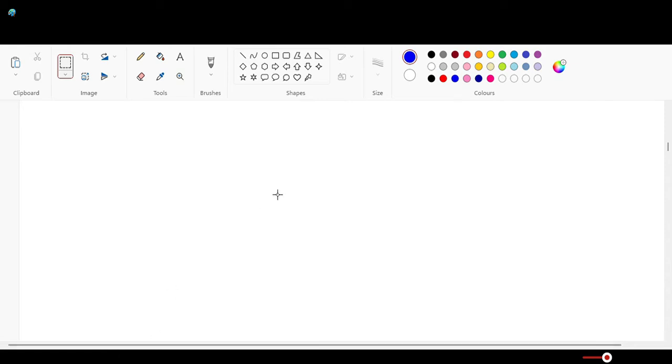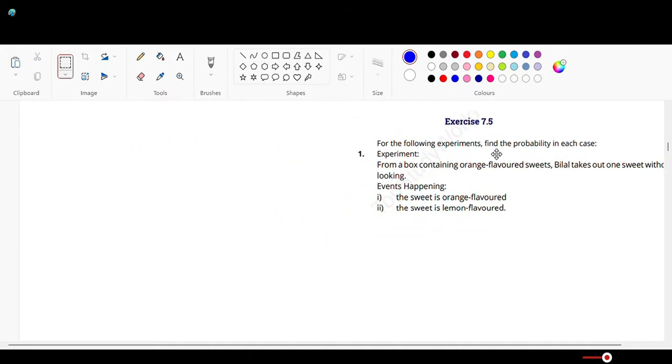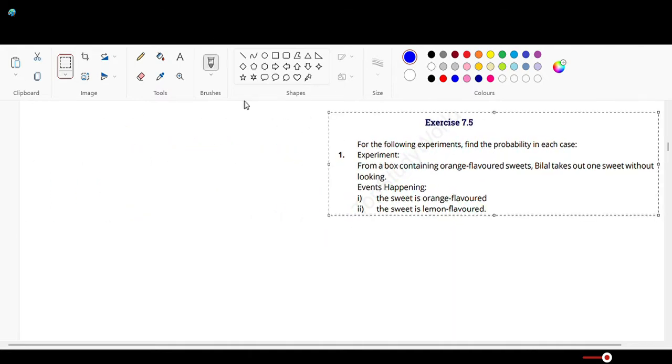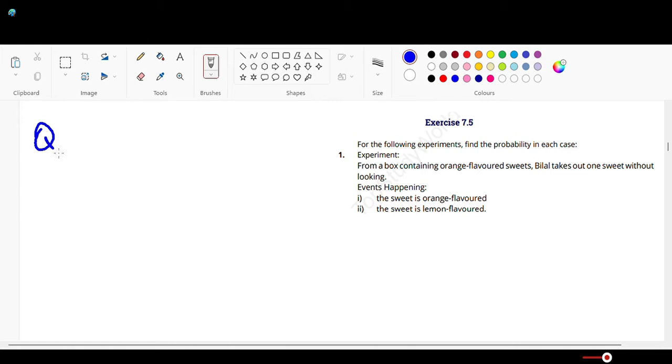Okay, so let's get into the exercise. Question number one says: for the following experiments, find the probability in each case. The first experiment is from a box containing orange flavored sweets, Bilal takes out one sweet without looking. What is the probability that the sweet is orange flavored, and what is the probability that the sweet is lemon flavored?